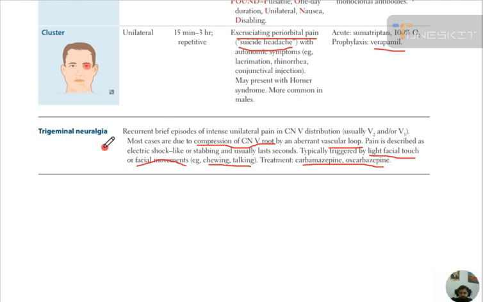So the important thing to remember in case of trigeminal neuralgia is the distribution of the nerve by which we have this kind of pain. The cause, the pathophysiology, which is the compression of cranial nerve 5 root by an aberrant vascular loop, and its treatment, which is carbamazepine and oxcarbazepine.